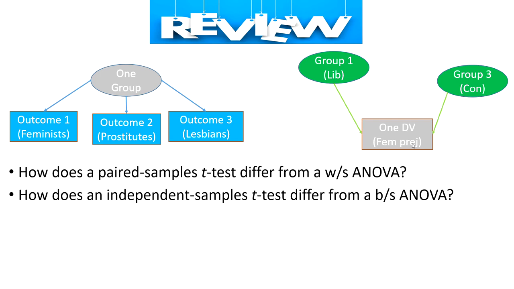And so how do we change this figure so that the situation requires a between subjects ANOVA? We added a third group. We added political moderates. So now we're comparing more than 2 separate independent groups on one outcome. So we're comparing liberals, moderates, and conservatives on their levels of feminist prejudice. So we're comparing more than 2 independent groups on one outcome, or you can say that we're comparing one outcome between 2 or more independent groups.